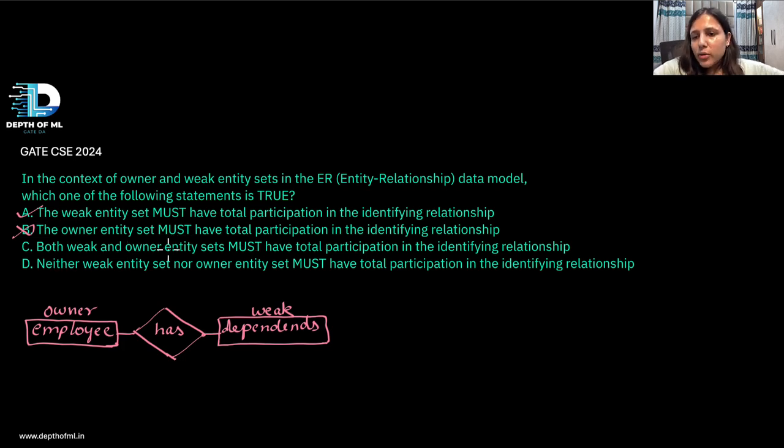Both weak and owner entities must have total participation in the identifying relationship. This is incorrect, because we know that the owner entity need not participate totally in the identifying relationship. And neither weak nor owner entity must have total participation. This is also incorrect because we know that the weak entity should have a total participation in the identifying relationship. Fine. So the answer is A.